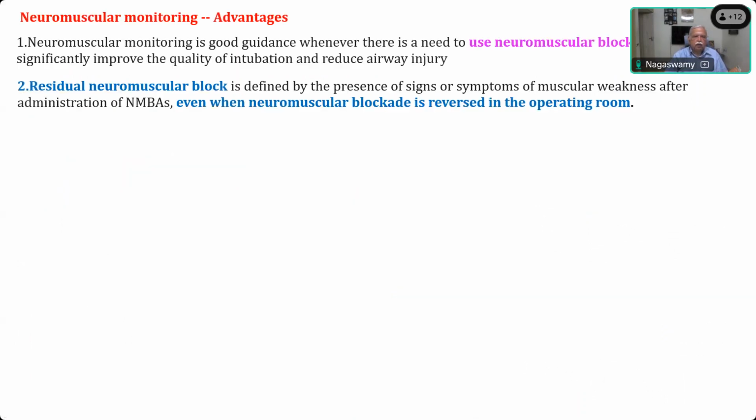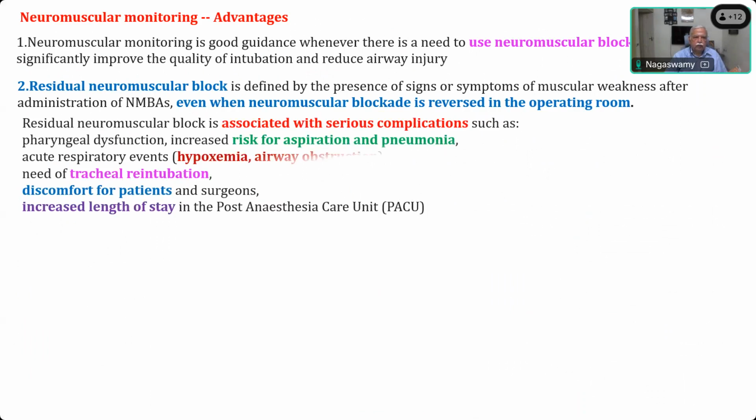And the advantages of neuromuscular monitoring, of course, this is just for knowledge. You may not write all these things. If they just ask you the modes of monitoring neuromuscular function, then you can just say use of neuromuscular blockade. You can monitor it intraoperatively by monitoring the neuromuscular function.